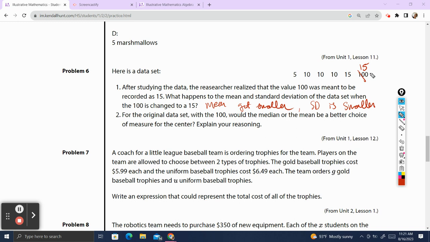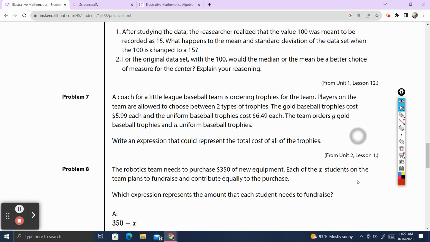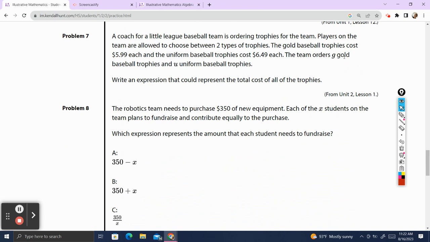For the original data set with 100, would the median or the mean be a better choice of measure for center? Explain your reasoning. Well, 100 looks like an outlier. If you have an outlier, it tends to skew the mean towards the direction of the outlier. In this case, because our mean is skewed towards the direction of the outlier, the median is a better measure of center. So for this set of data with 100 in there, I would say the median is a better center of data. Pause the video now if you have to stop and write down what I said. If not, we're going on to problem number 7.